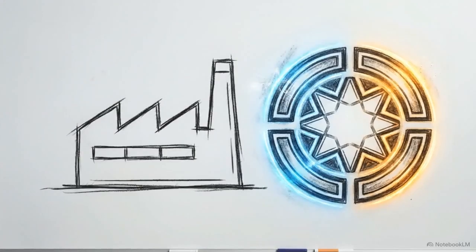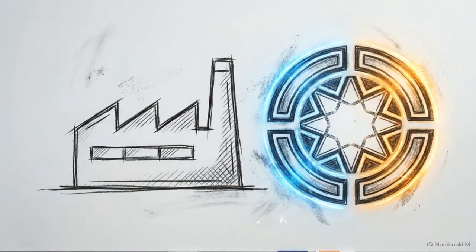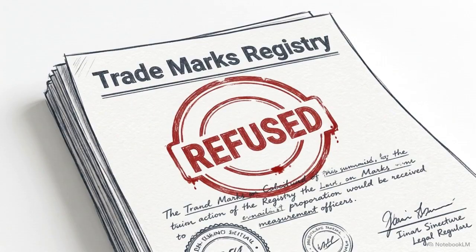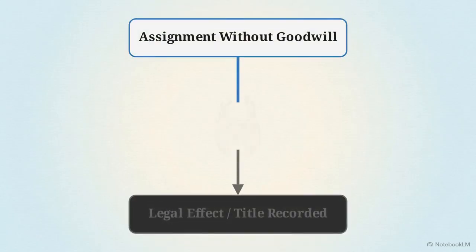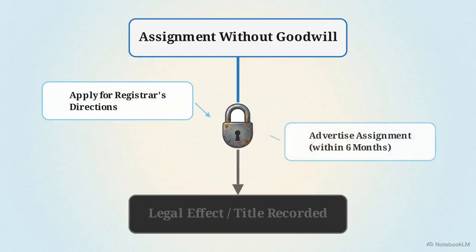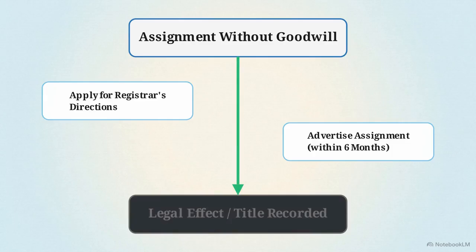A company assigns its trademark without the business. They keep the factory, but sell only the brand. 6 months later, the assignee tries to record the transfer. The registrar refuses. The refusal happens because an assignment without goodwill has zero legal effect until the assignee obtains directions from the registrar and advertises the assignment.